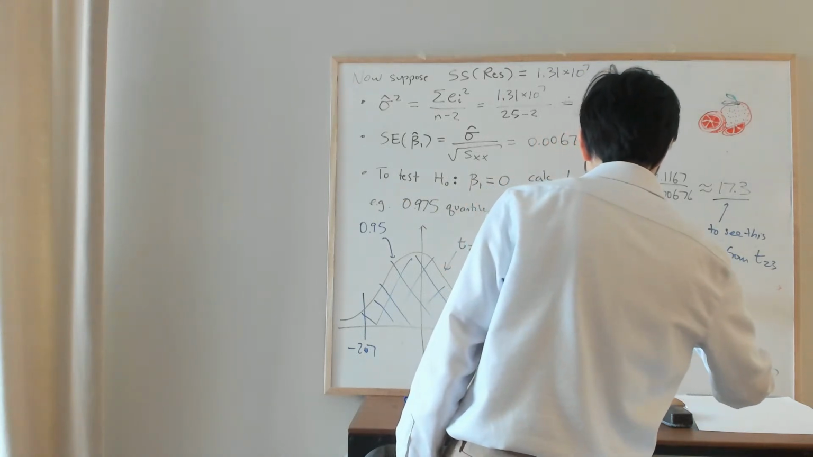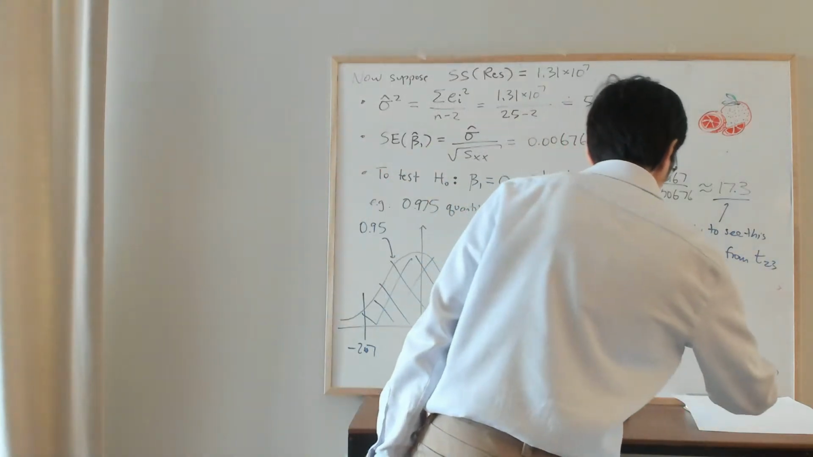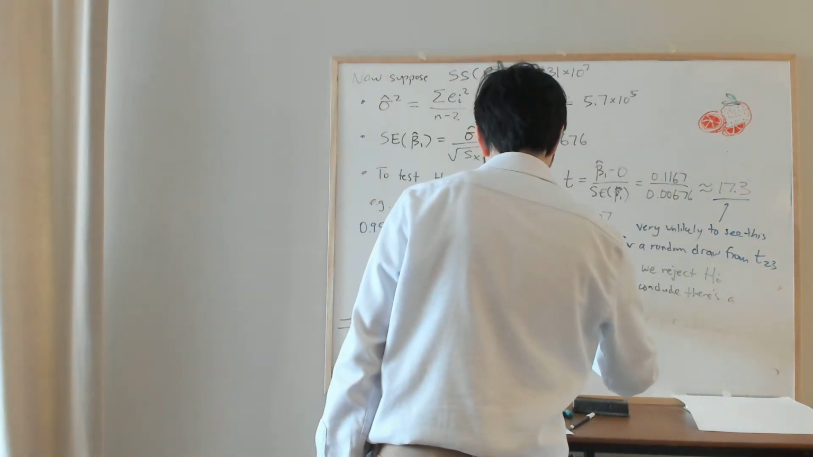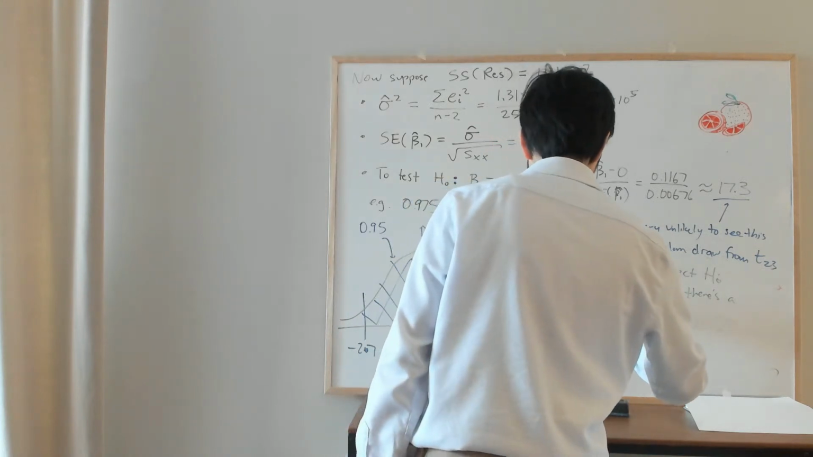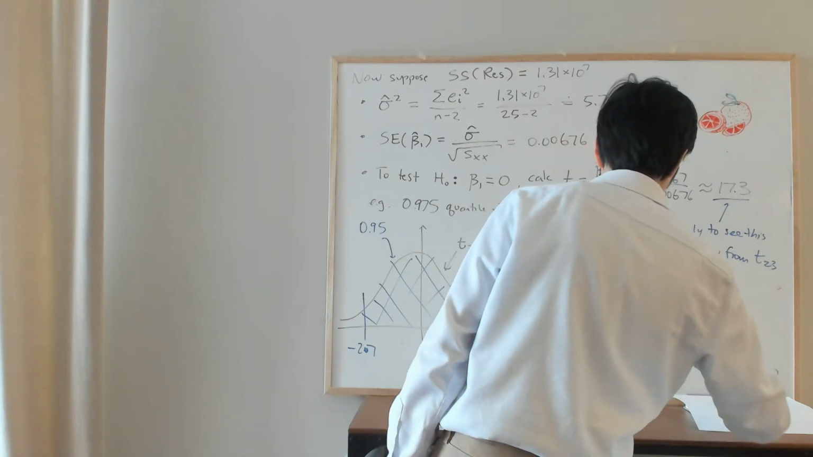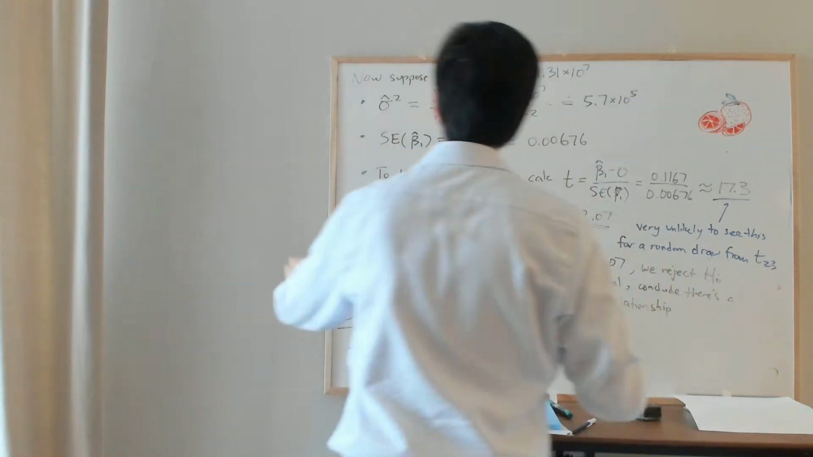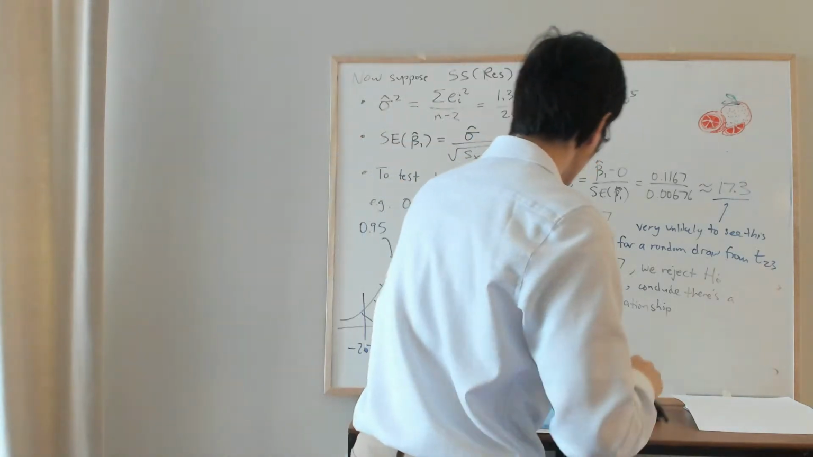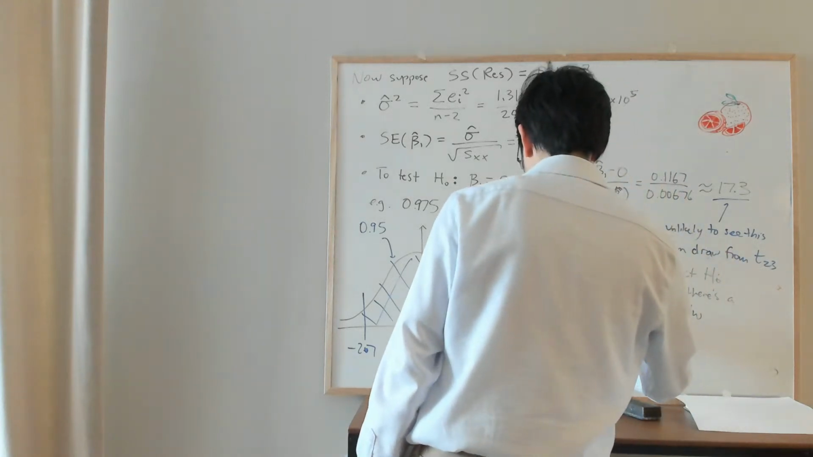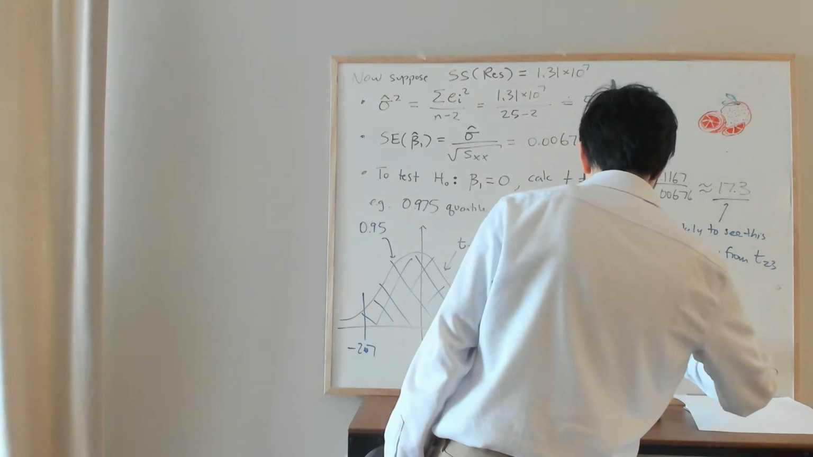And so to conclude, there is a significant linear relationship. Okay, so when we say conclusion, make sure we're specific. So here we're talking about the relationship between acres and oranges produced. So let's say that between acres and oranges produced.